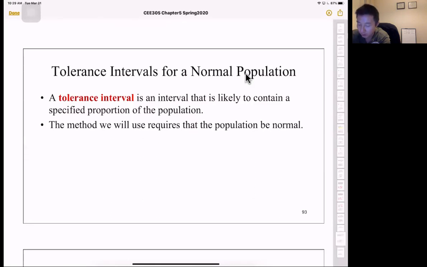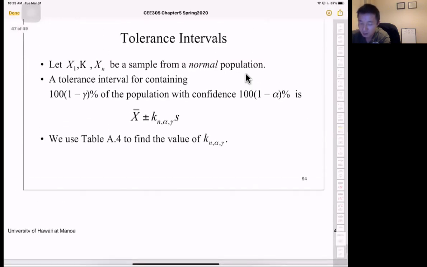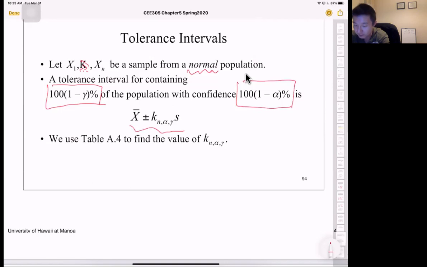The requirement for the tolerance interval equation is still that the population has to be a normal distribution. Okay. So if x1, x2, ..., xn is a sample from a normal population, the tolerance interval for containing this proportion of the population with that confidence level is given by this equation.